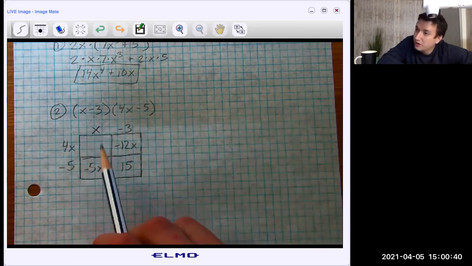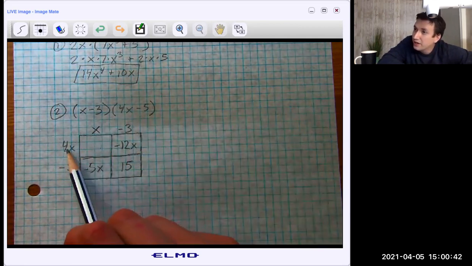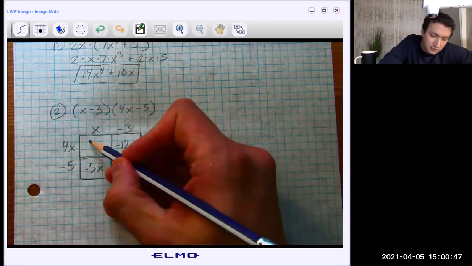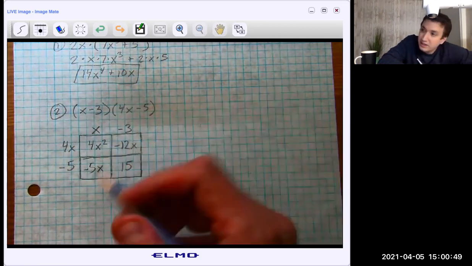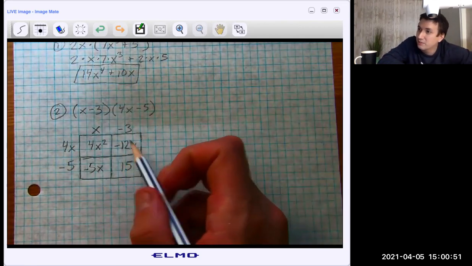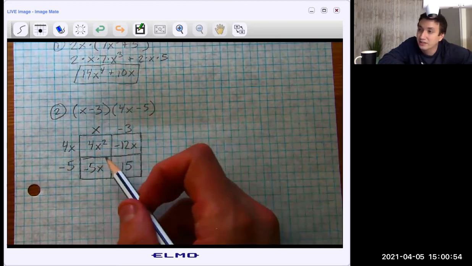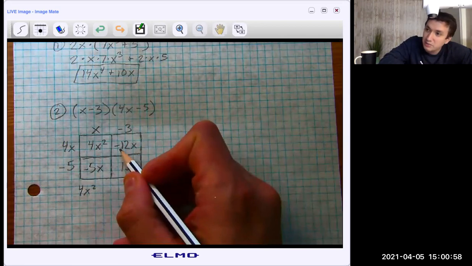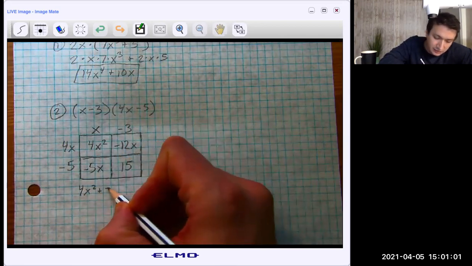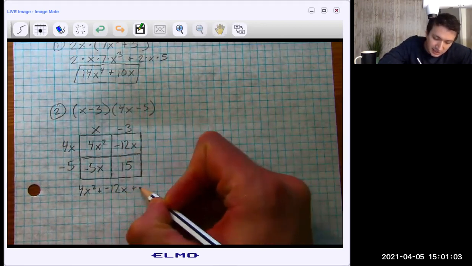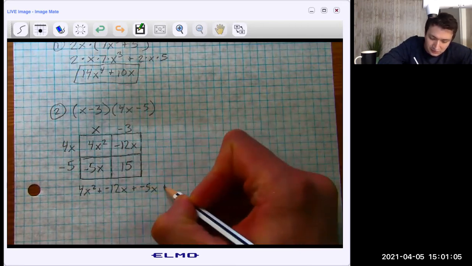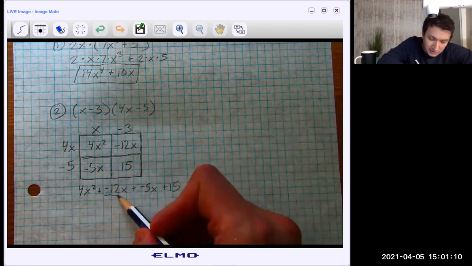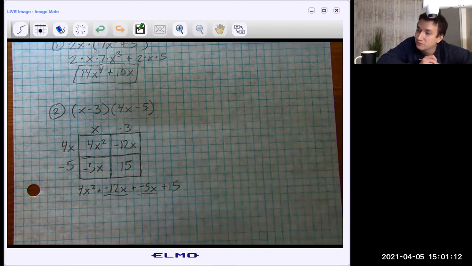And now here we have to be careful with our exponents. We get 4x times x. This is 4 times x, which would be 4x squared. Now, to finish this problem, I need to combine all these pieces inside together. I need to combine all these areas. So I get 4x squared plus negative 12x plus negative 5x plus 15. I'm just adding together all the insides. I noticed the only thing I can put together are these because they're like terms.